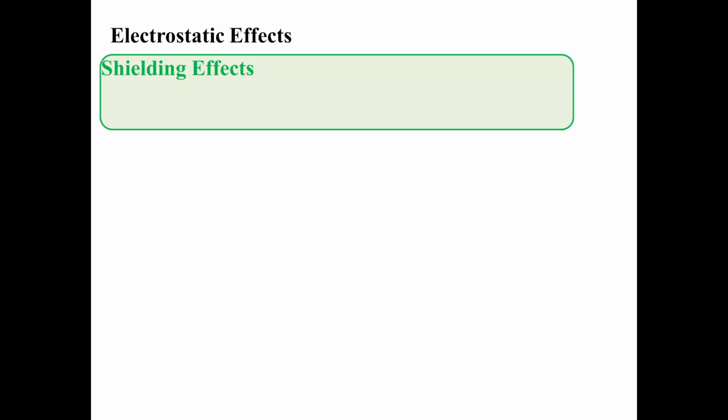The next electrostatic effect we're going to talk about is shielding effects. This essentially occurs from like charges repelling each other. So if we have two electrons, they don't want to be that close to each other, so they're going to repel one another. This is essentially the premise behind shielding effects.